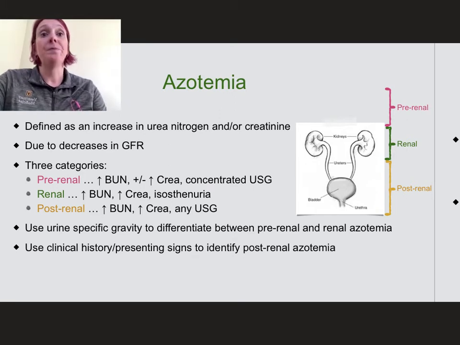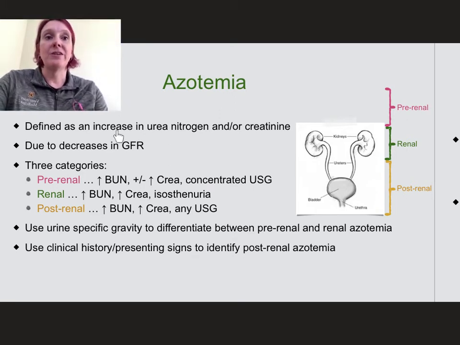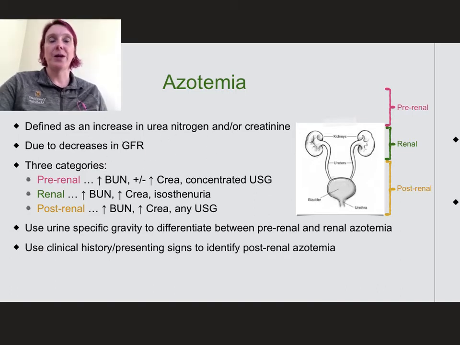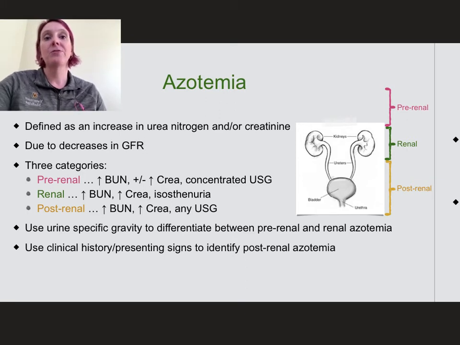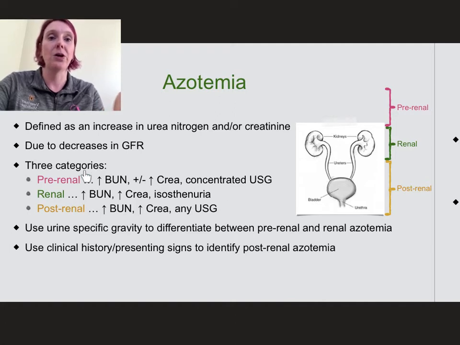Okay, just to review, an azotemia is an increase in BUN and/or creatinine, and it's almost always due to a decrease in GFR. And we will see examples when it's not quite, but usually that's what's happening. There's three categories that we break it into: pre-renal, renal, and post-renal. So pre-renal are all the things before the kidney that can affect glomerular filtration rate.